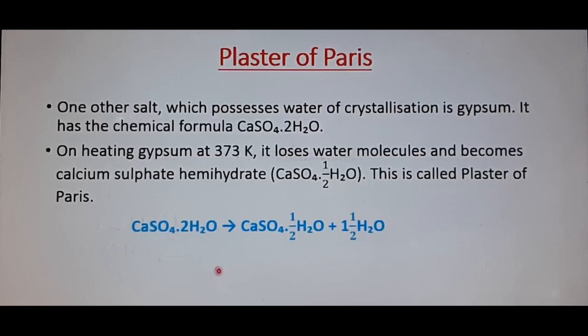When this gypsum is heated, it will lose 1.5 molecules of water. So we have to heat it at this temperature, and then we will get plaster of Paris, calcium sulfate hemihydrate. If you add water to gypsum, this reverse reaction will take place. Or if you add water to POP or plaster of Paris, then again you will get gypsum.